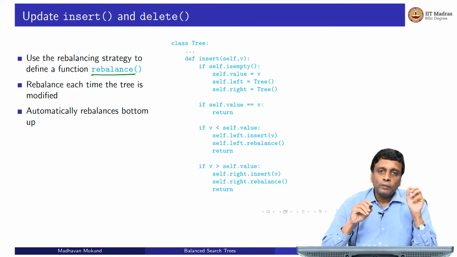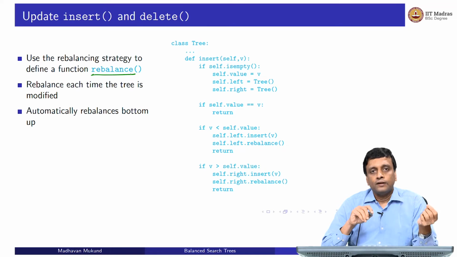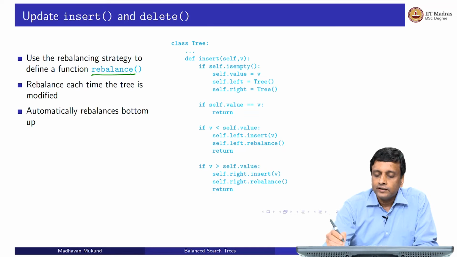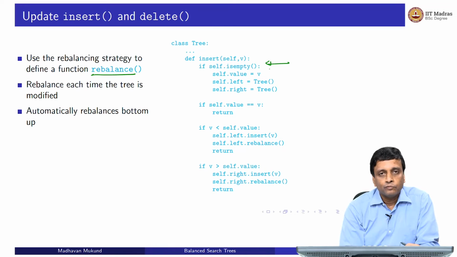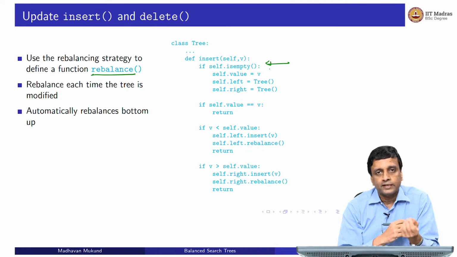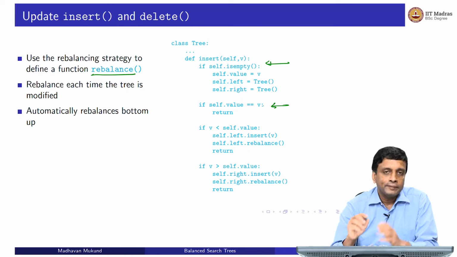So, what we have to do is go back and check the code that we have that modifies the tree. What is the code that modifies the tree? Insert and delete. Wherever we modify the tree, that subtree must be rebalanced. If you remember insert, it said, if it is empty, then I create the value here, which is not a problem because that is a balanced tree, since it has only one node. And of course, if I find the value, I am not making any change.